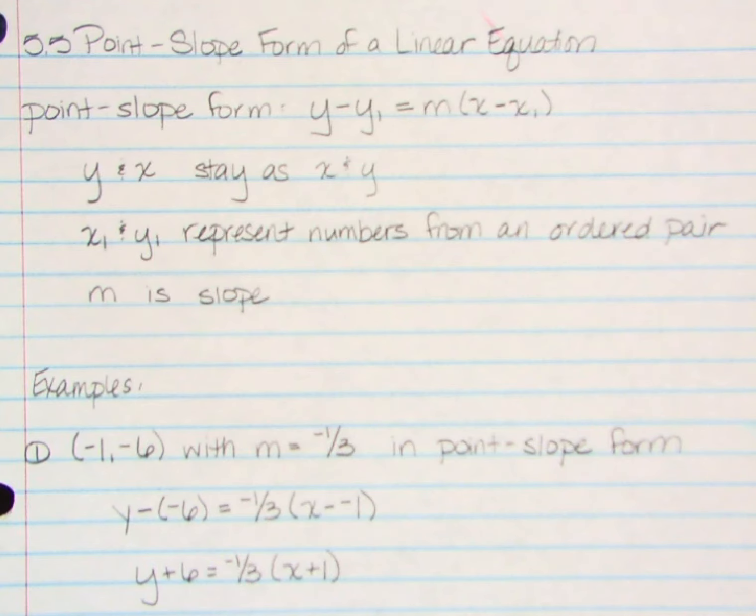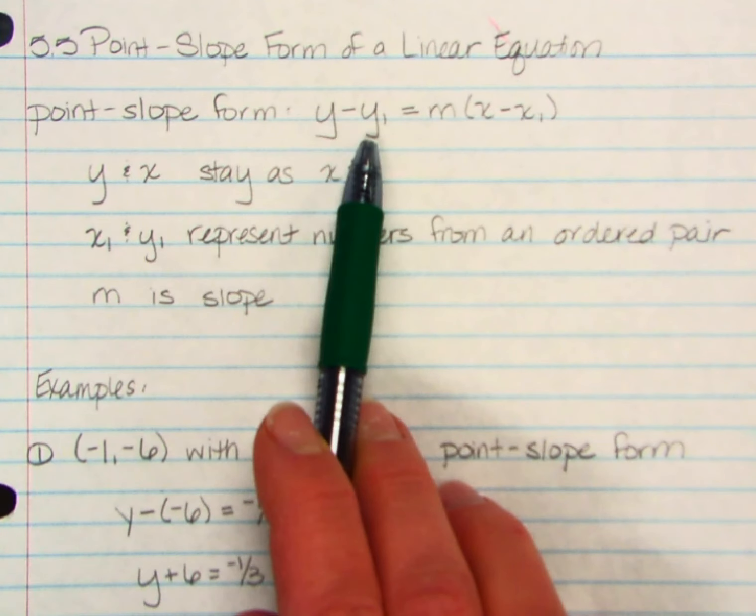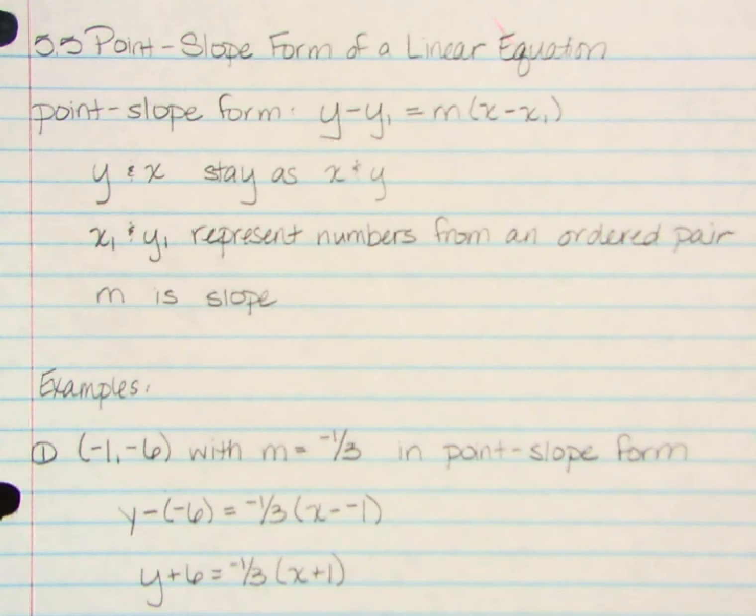x1 and y1, so this number here and this x1 over here, that's where we're going to put a number in. And so they represent an ordered pair. And m, like I said before, is still the slope. Okay, so let's look at a couple examples of what this all means.